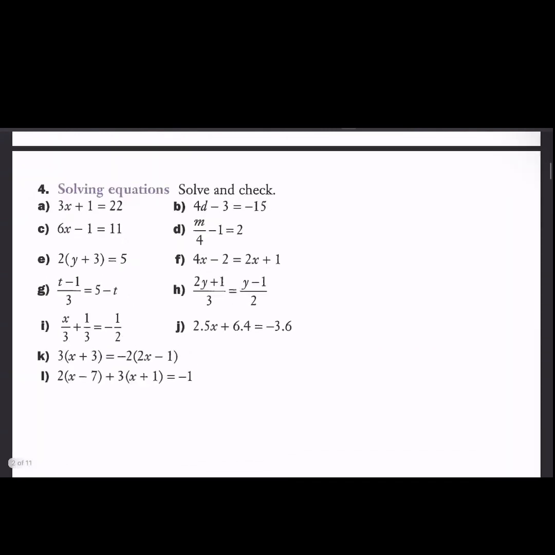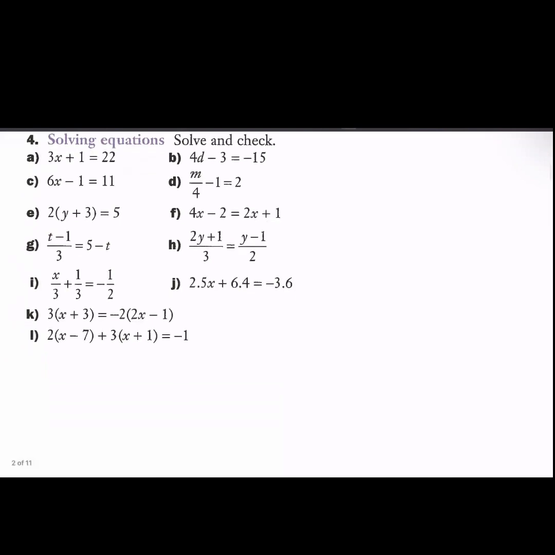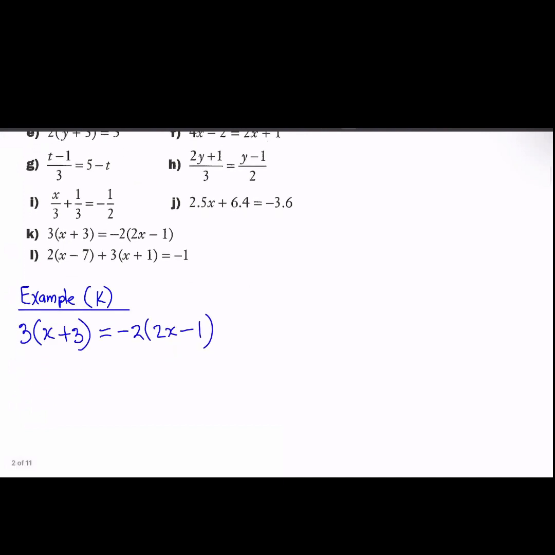And the next prerequisite skill here is solving equations of this form. If you're given an equation with one variable, you're required to solve for that particular variable. I'll use two examples in this case. I'll use this one as example K. So if you have 3 times x plus 3 is equal to negative 2 times 2x minus 1, and you want to solve for x in this problem. So the goal is to solve for x.